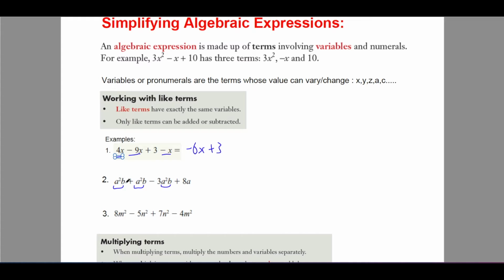So then how would you add this with this and take away this? Just treat them as apples. So what's one apple plus another apple? Take away 3 apples. Well, that's going to be minus 1 apple, right? So then you just write minus 1 of that thing there. So it's a squared b. And then this is the one that's remaining, so you just write plus 8a.